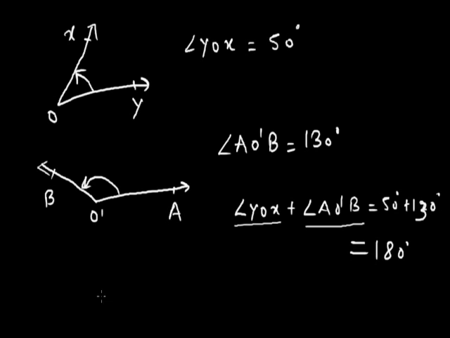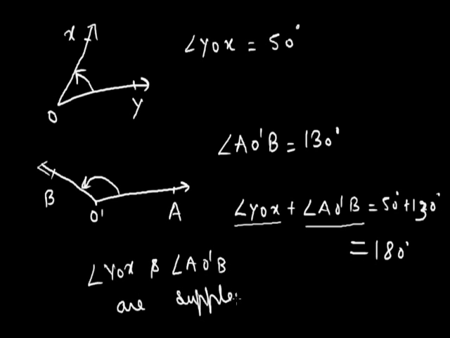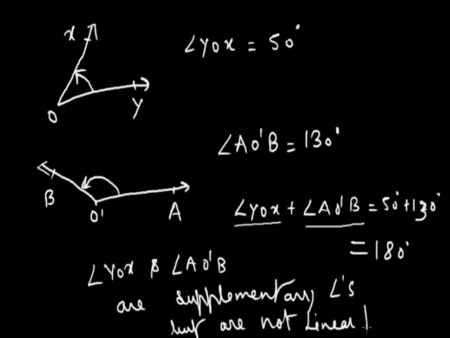For them to be linear pair of angles, they must have a common vertex, they must have a common arm, and their non-common arms must be two opposite rays. So angle YOX and angle AO dash B are supplementary angles but are not linear pair of angles. This is a very minute concept, and you must be clear about this.